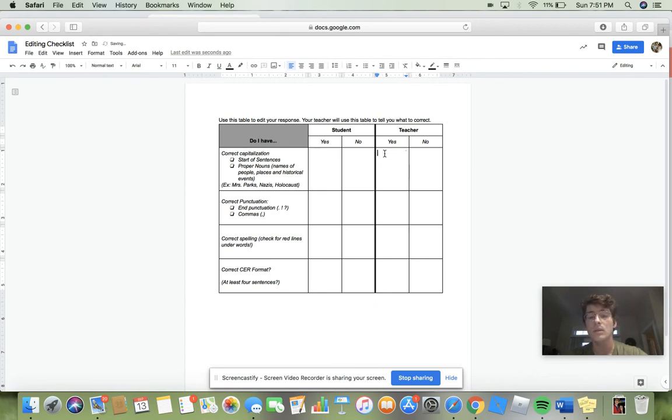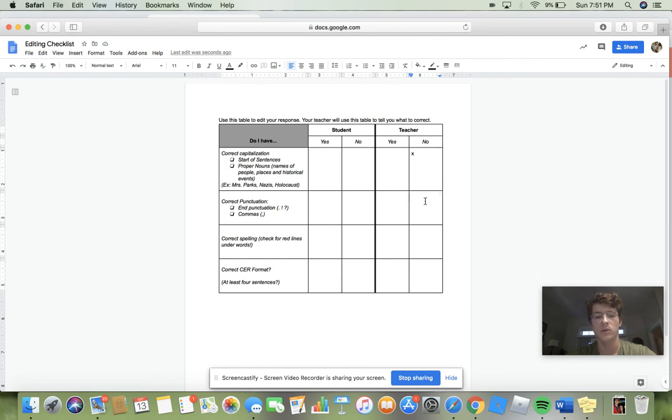Now, if me or Mrs. Parks or Miss Munch or Mr. Riley, depending on who you have for language arts, have to mark no, and we send your paper back to you with a yellow or a red, that tells you what you have to fix. So if we mark no next to correct capitalization, we suggest that you go back and look at each of your words to make sure you have capitalized all the names of places, people, or events. If you haven't, fix it.